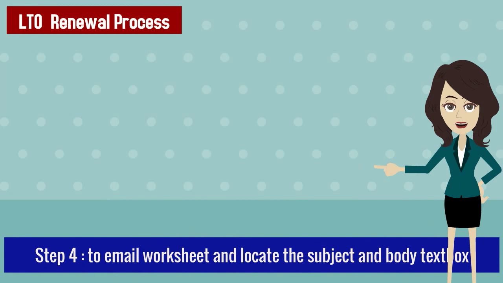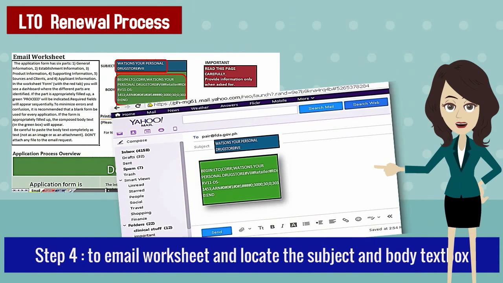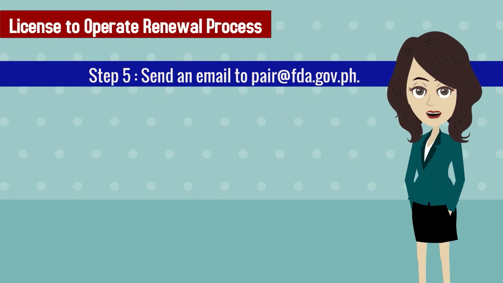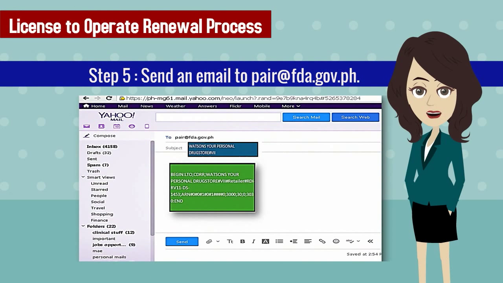Step 4. Proceed to the email worksheet and locate the subject and body text box. Copy and paste the body text box into the fields. Step 5. Send an email to pair@fda.gov.ph. Within 2 working days, a document tracking log will be sent by FDA. In addition, print page 1 and 2 of the form worksheet.